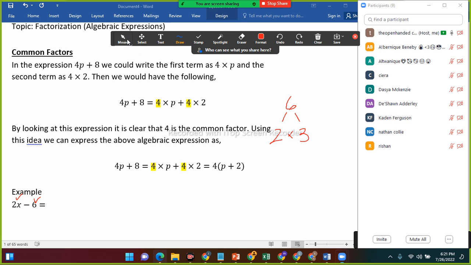So that means that, Rashawn, can you help me with how we can write this? What can we do? What goes on the outside, what goes on the inside? Rashawn. Miss Neely, are you there? Pardon me? Yeah, how would we answer this? It's 2x minus 6.